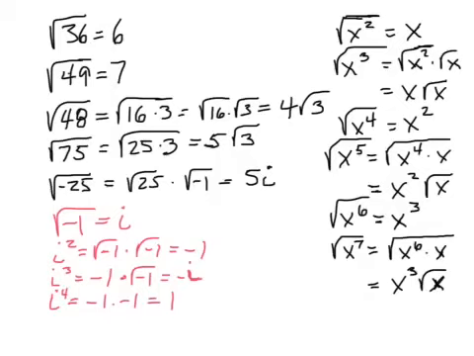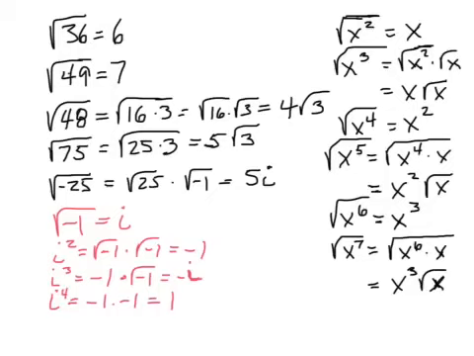Now looking up in the right-hand corner, the square root of x squared is x. The square root of x cubed would be the square root of x squared times the square root of x. Just broken it down. And we already know the square root of x squared is x, and so I'm left with x times the square root of x.